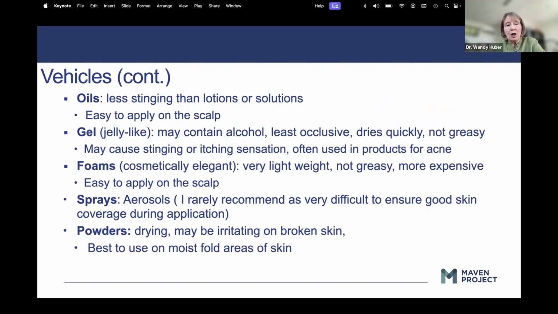Now, oils are less stinging than lotions or solutions, and they're really, really good for the scalp, really good for patients that have psoriatic plaques on the scalp or seborrheic dermatitis.